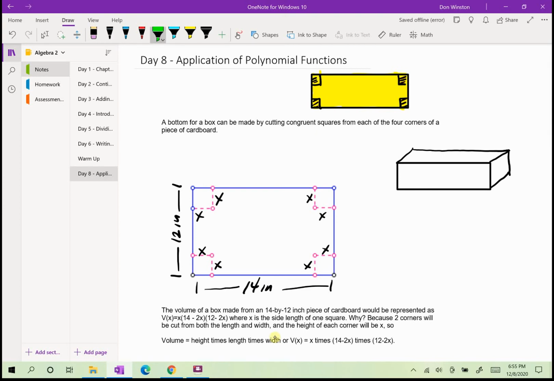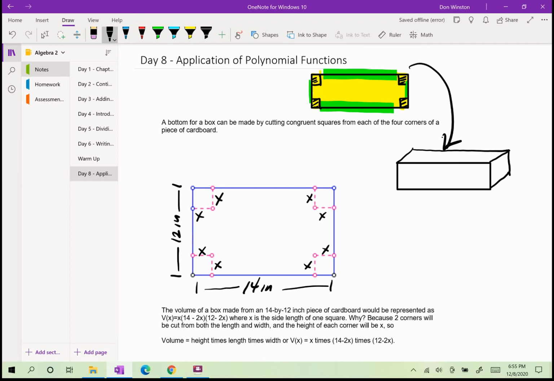So we'll take this side and fold it up. We'll take that side and fold it up. We'll take this side and fold it up, and that side and fold it up. And then we'll get a picture that looks like a rectangular prism, if you will, a box. Okay. So all we need to do is add some dimensions to this, and then we have a problem.